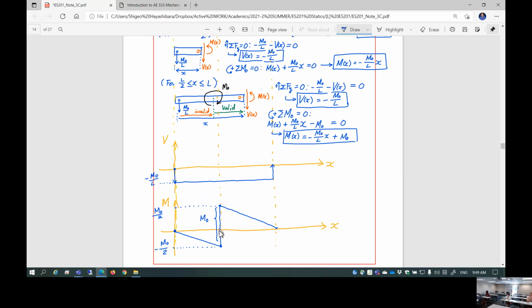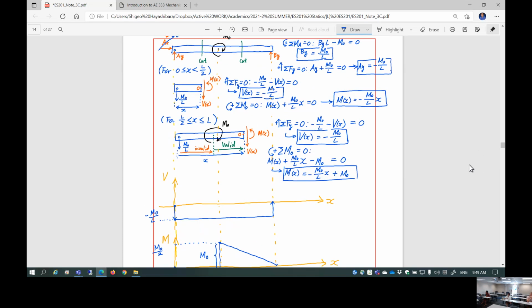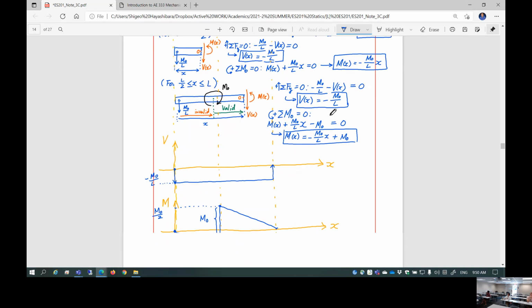If you include x, this point, in other words, my definition of range is this. If so, what is the moment? Right here, the moment is this value. But once you include the halfway point, all of a sudden, you can take it, well, no, the moment is plus M0/2. Well, no, the moment is negative M0/2. Right here, x equal to half L, you have a dramatic change of moment internally.